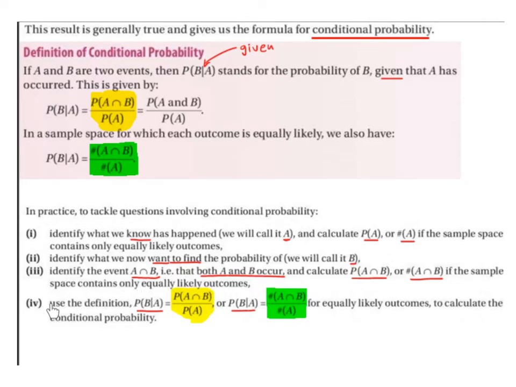Step 4, use the definition of the probability of B given A, which is the probability of A intersection B divided by the probability of A, or, for equally likely outcomes, the number of elements in the intersection divided by the number of elements of A, to calculate the conditional probability. So in short, it's really the intersection over what we're given.